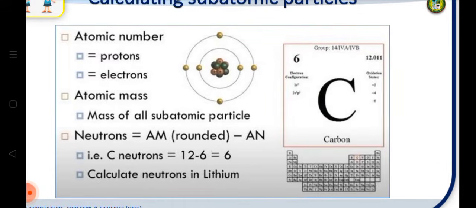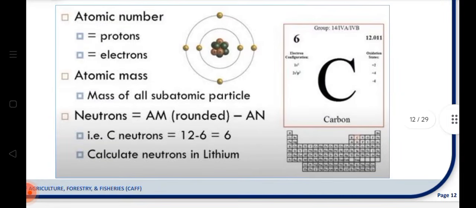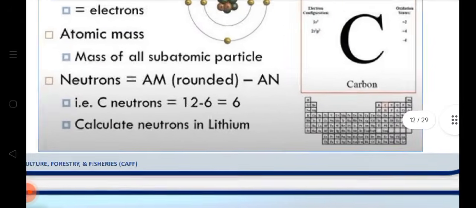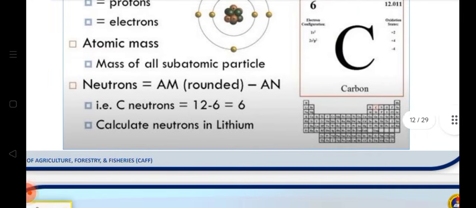Then we have atomic mass, the mass of all subatomic particles, okay? Then we have neutrons. So neutrons is solved using this formula, atomic mass minus atomic number. So I hope you can still remember our organic chemistry. So in getting the number of neutrons, atomic mass minus atomic number. So if the given mass is 12, okay, and the atomic number is 6, so therefore, in getting the neutrons of carbon, we have 12 minus 6 is equal to 6.